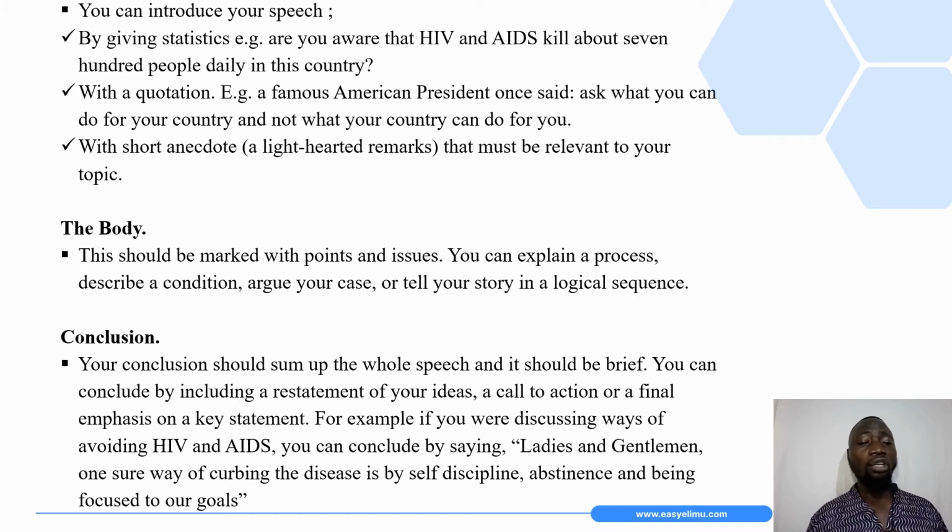So the next part that we have is the body. The body should be marked with the points and issues. You can explain a process, describe a condition, argue your case, or tell your story in a logical sequence. Also ensure that you address your points relevant to the occasion with the audience in mind, because after all, it is the members of the audience that you are addressing.